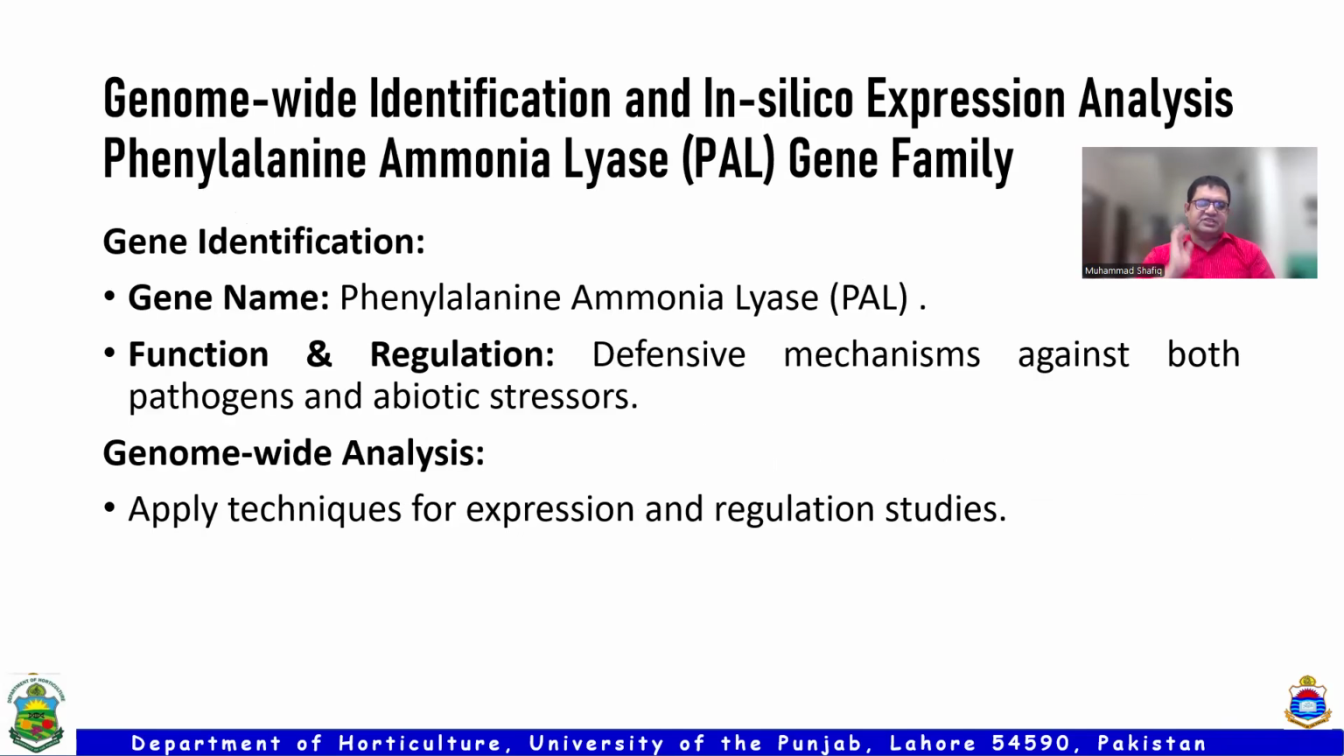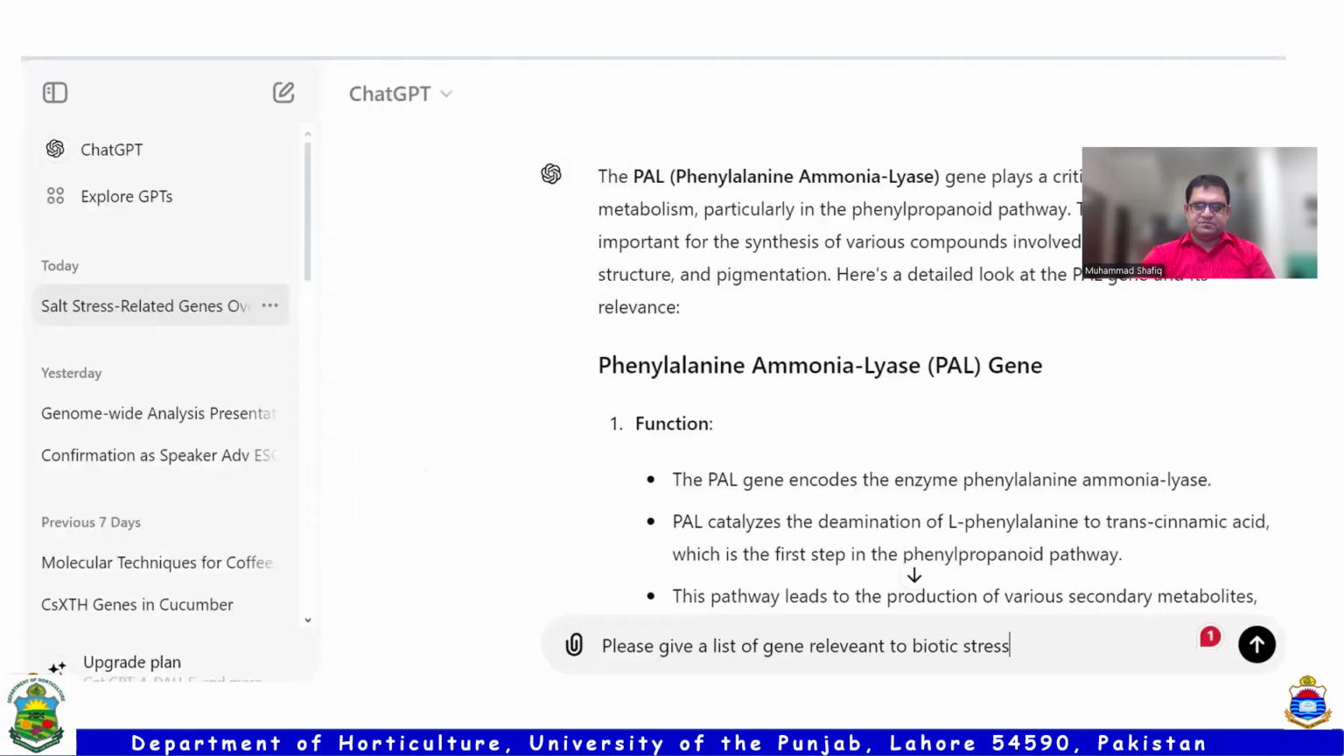For that purpose, we identify the PAL gene, then identify its defense mechanism, and then apply this gene to understand the functions in different plant species. The PAL gene, as I already told you, is very important and is a major part of the stress-related mechanism in plants. So how can we identify the gene? First of all, we need to know what domains are present in the protein of this gene. The PAL gene encodes the enzyme phenylalanine ammonia lyase.